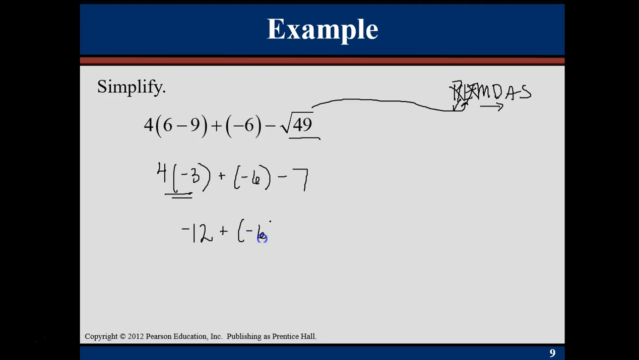Now I want to add a negative 6 and then subtract 7. So I'll do my addition and subtraction from left to right. Negative 12 plus a negative 6 is a negative 18. Minus 7, well, when you're subtracting, you can change this to addition and flip that sign, and get a negative 25.